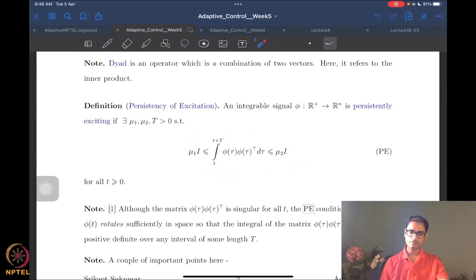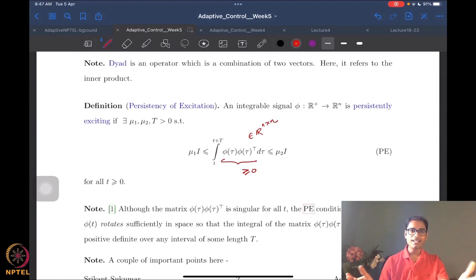Let's just try to interpret it, right? The first thing to remember is that this matrix phi phi transpose belongs to R n cross n. So it's an n cross n matrix. That's the first thing to remember. The second thing is, this is in fact positive semi-definite, right? First of all, it's symmetric, because it's just a product of phi phi transpose. If I take the transpose, it's still phi phi transpose, so therefore it's a symmetric matrix.